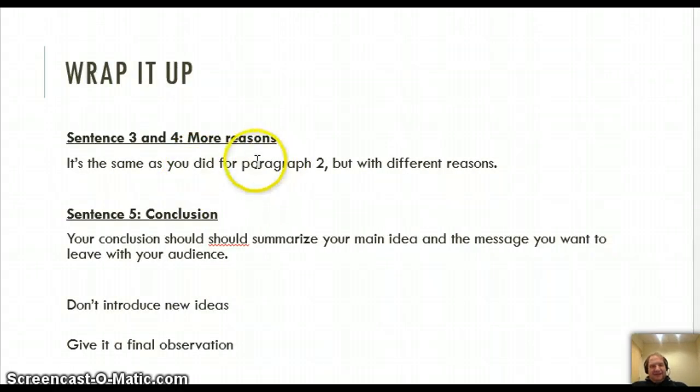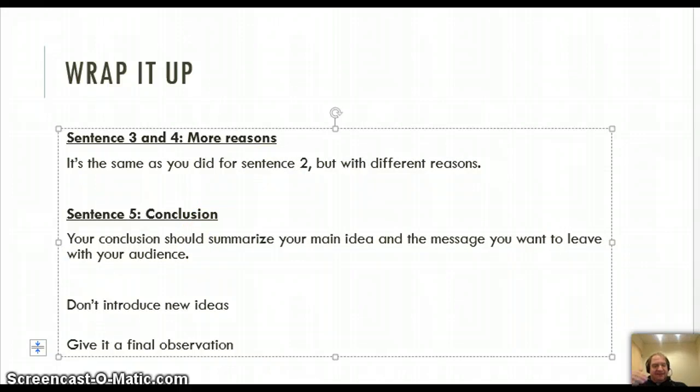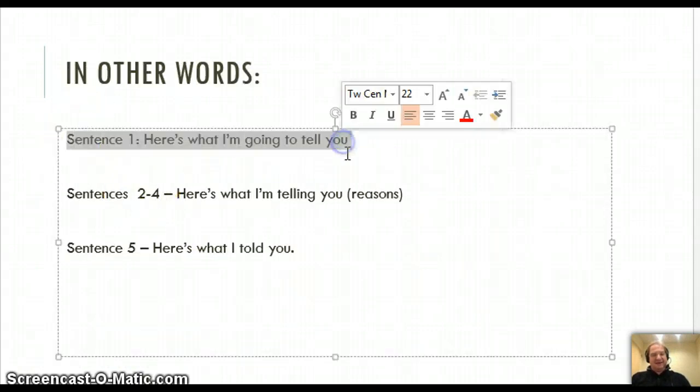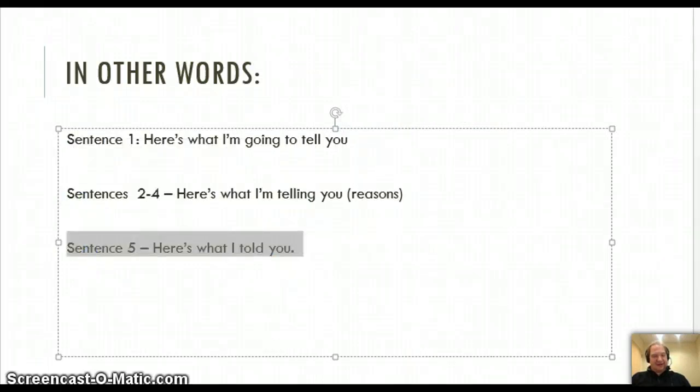And then, that should be sentence 2, sorry. You just add more reasons. And your conclusion will summarize one last time. This was your main idea. Why did I make you summarize so many times? This is why. You want to give me your main idea, the message you want to leave. Don't introduce new ideas. Give one final reason. So in other words, sentence 1, here's what I'm going to tell you. Here's what I'm telling you. Here's what I told you. That's how you're going to write these.